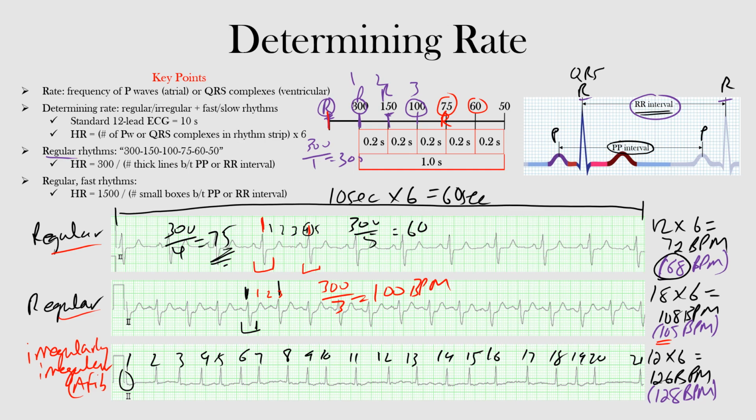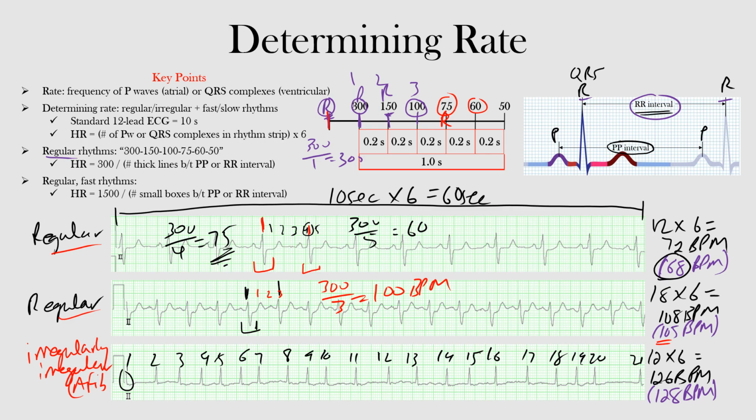Now one last method to determine the rate of a regular and fast rhythm is by counting the number of small boxes between the P to P or R to R intervals, and then you take 1500 and divide that by the number of small boxes that you counted between those intervals. And this method can be accurate, although I'm not sure it's the most practical of these here. I'm not sure I use it too much.